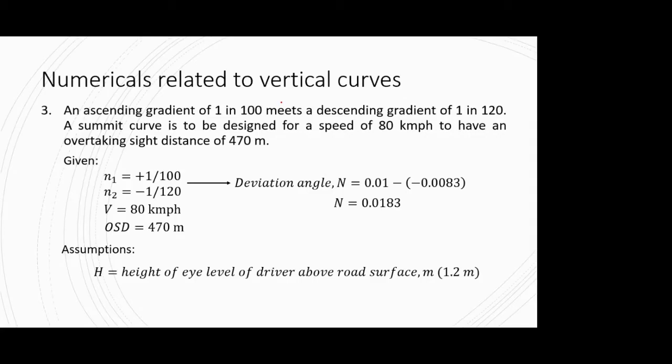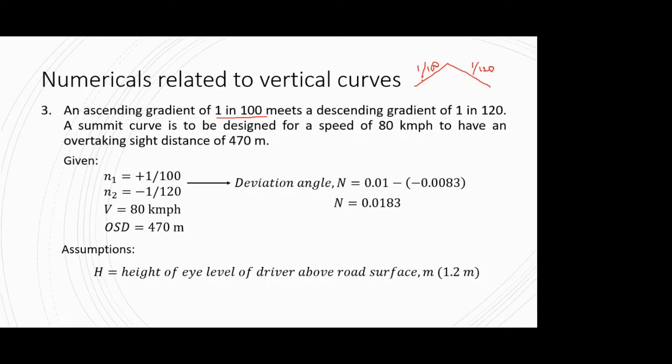So coming to the next numerical again. It is again a numerical of summit curve, but this time the data is different. They have given that you have an ascending gradient of 1 in 100. Now here, instead of giving the gradient in terms of percentage, they have given it directly in terms of a fraction. So 1 in 100 is the ascending gradient, an up gradient, and it is meeting a descending gradient of 1 in 120.